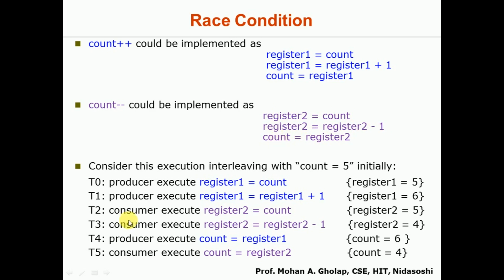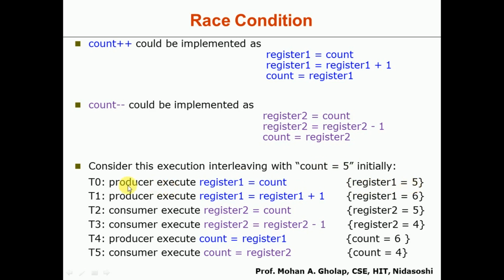Okay, so we'll consider one scenario: how exactly these two lines, count plus plus and count minus minus, will be executed. Consider this execution interleaving with count equal to 5 initially. At time t0, let us consider the producer executes the first line, that is register 1 equal to count. Register 1 equal to count means the count value will be loaded into register 1. Count is 5, so 5 will be loaded into register 1. As a result, the value of register 1 will become 5.